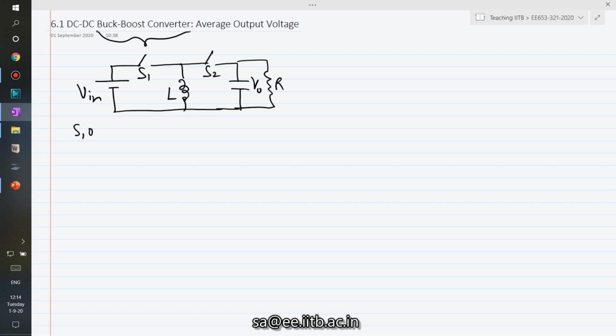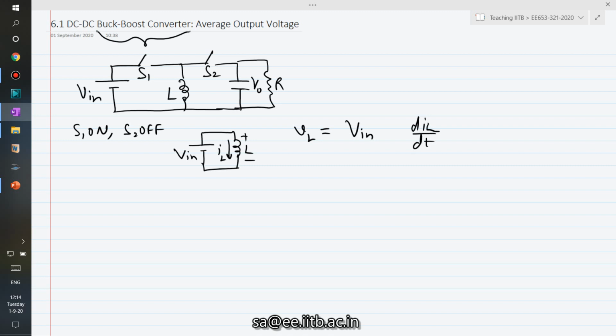When switch S1 is on and S2 is off, the equivalent circuit with respect to the inductor would look something like this. If I define this as the reference direction for current and this as the reference direction of voltage, I can see that the inductor voltage is equal to Vin, and therefore dIL by dt is going to be positive, right?